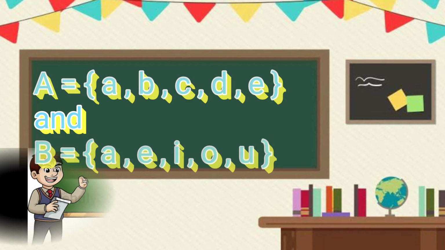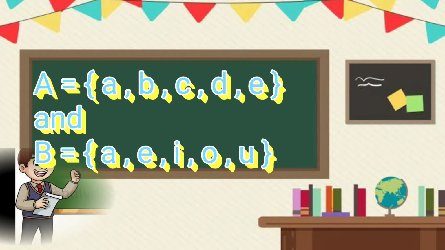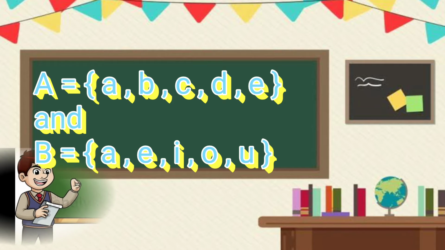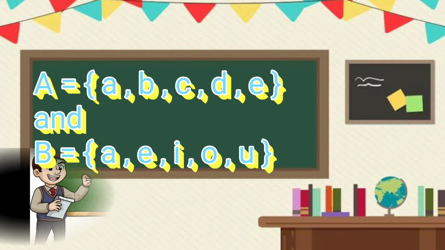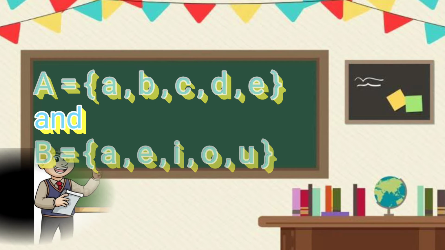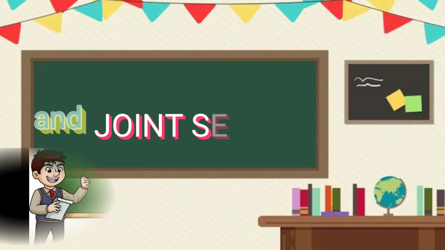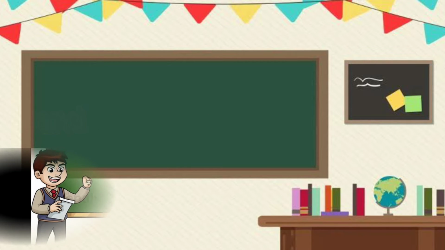As you can see, the element A is in set A and set B. And also, the element E is in set A and in set B. So therefore, set A and set B are joint sets because of their common elements.